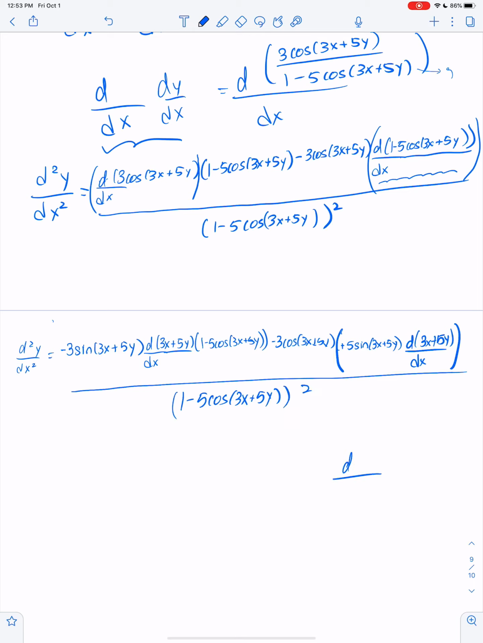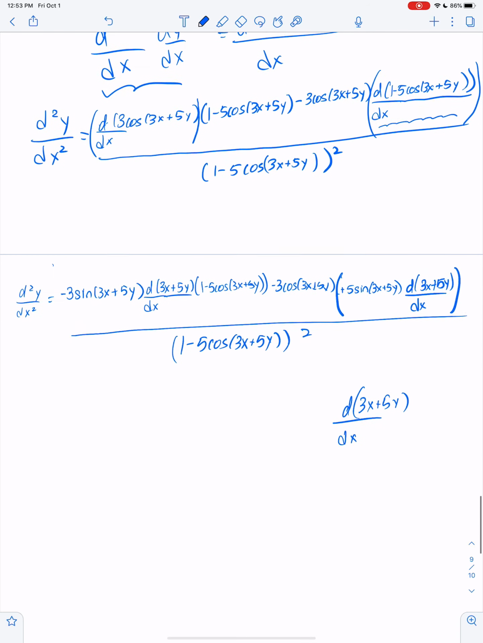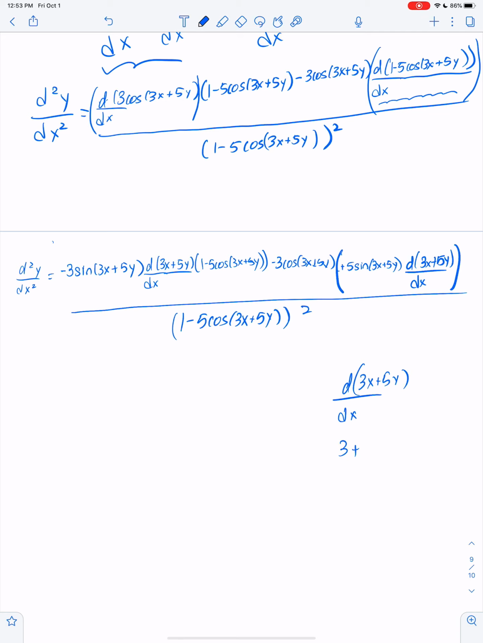Well, what is the derivative of 3x plus 5y? We've already seen this. It's the derivative of 3x, which is 3, plus 5 times the derivative of 5y with respect to y, times dy/dx. Okay, so that's what we will use in all of these. So 3 plus 5 dy/dx, and I'm going to substitute all of those with this. But we've seen this before too, so I'm erasing it. All right.